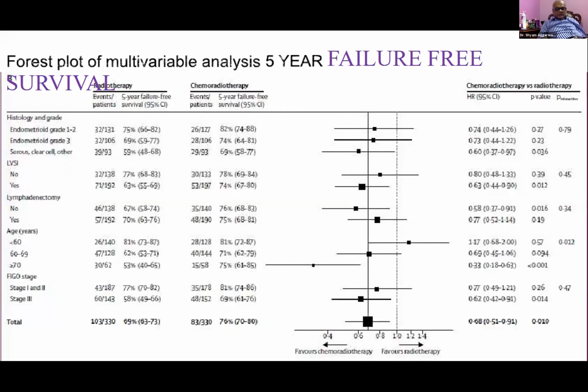So how keen are you on giving chemotherapy? What is your threshold to go for chemo? That is the issue. See, we have a grade 3 tumor. It is positive for LVSI. We have age greater than 70, significantly positive, and we have a grade 3. So looking at all these factors, yes, I really ask my medical oncologist, please do chemotherapy.